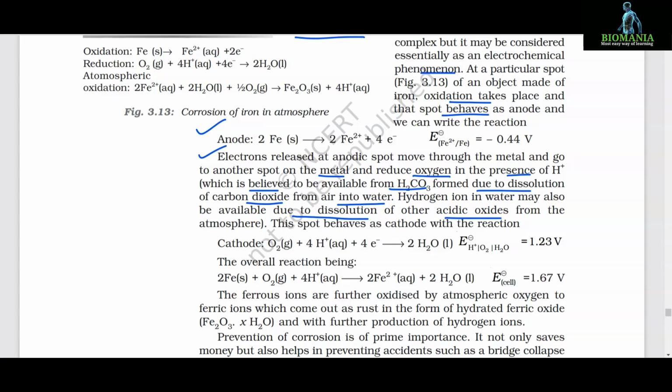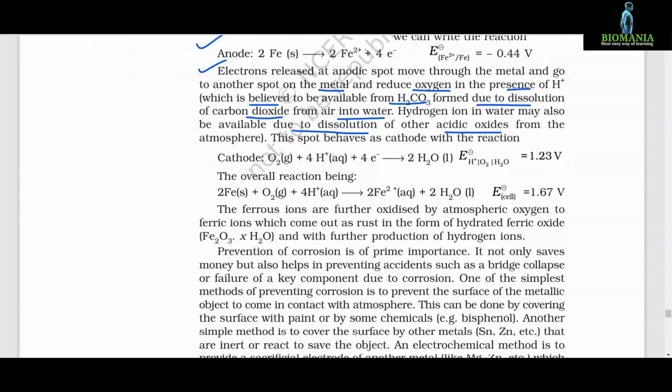This spot behaves as cathode with the reaction. On cathode, the reaction is O2 + 4H+ + 4e- gives 2H2O, and the value of E is 1.23 volt. The overall reaction being 2Fe + O2 + 4H+ gives 2Fe2+ + 2H2O, and the value of E is 1.67 volt.